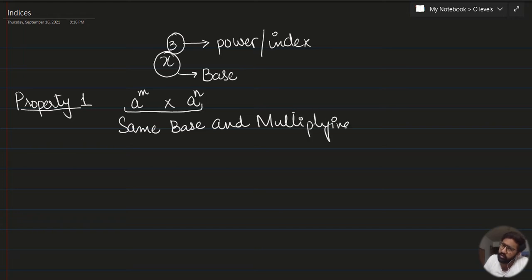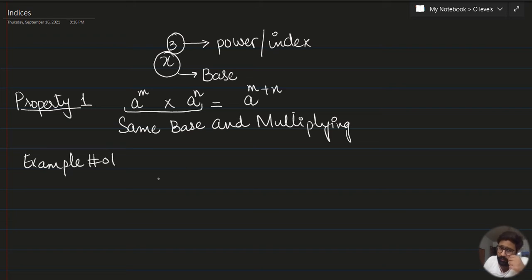If that is the situation, what are you going to do? You are going to write down the base just once, and you are going to add the two powers, just like this: first power plus the second power. Remember that they are the same bases and they are being multiplied. The two numbers over here are multiplying one another. You have to look at this carefully. Let's do an example for this so that things are a little clearer.